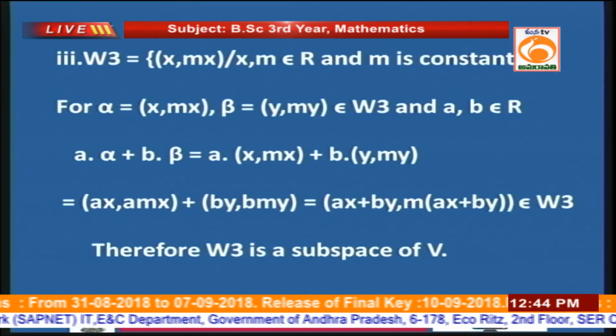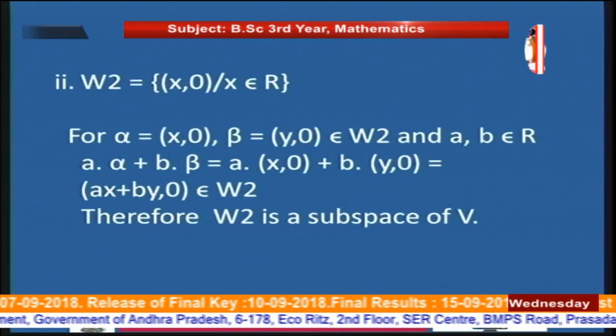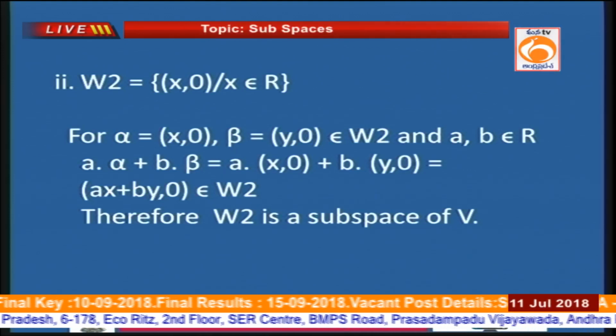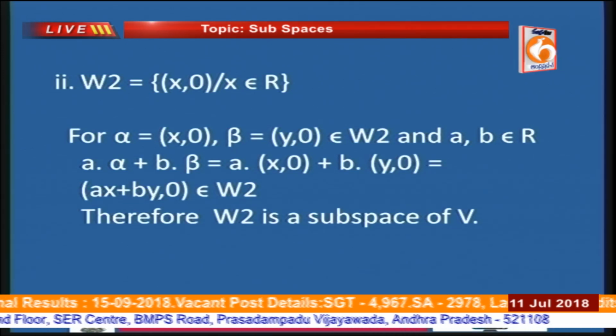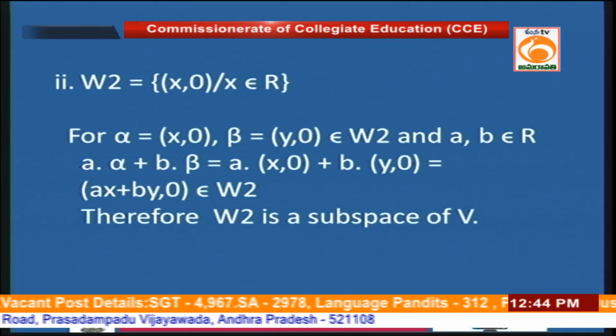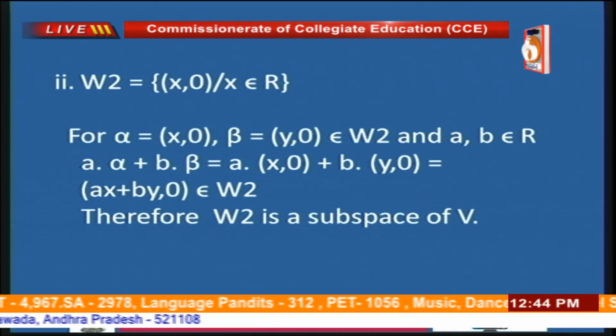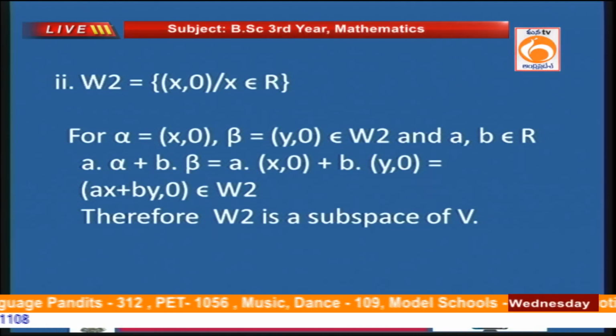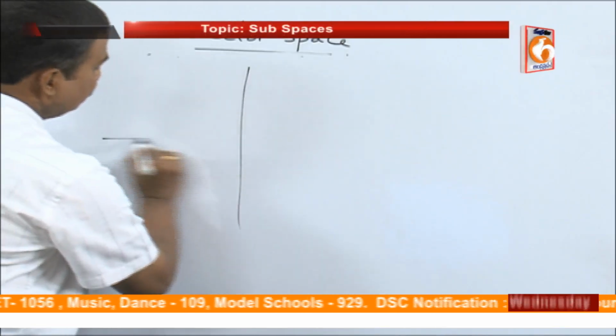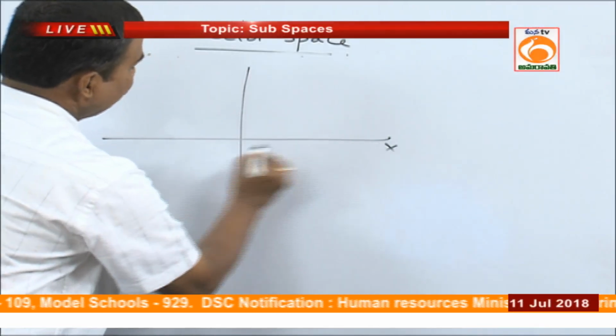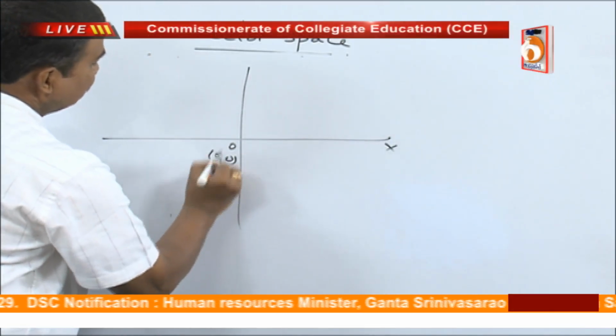Next, look at the third one. So, before going to the third one, look at the geometry of the second one. So, as I said, the R cross R we had just seen is the xy plane, with origin 0 comma 0.